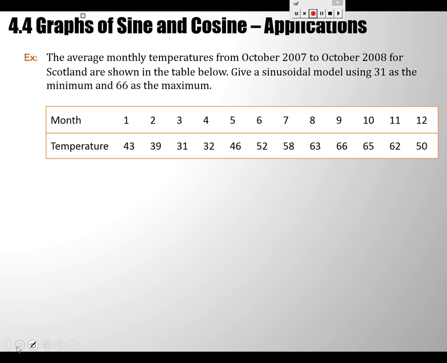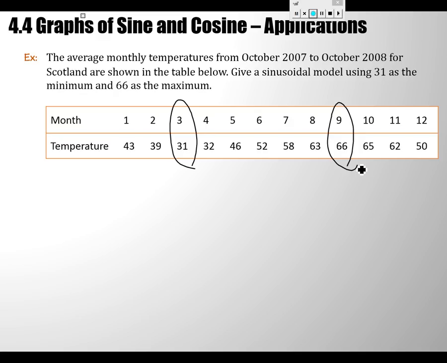Well read. All right, so it actually just says, here's a table, but just ignore everything except for 31 and 66. So use those 2 points, and yeah, I think it's Celsius. Scotland, it's cold. All right. So use those 2 points, and then just create the model like we did before a second ago.